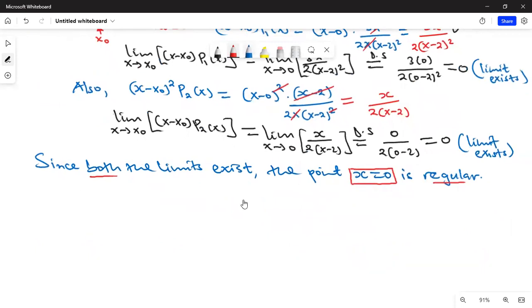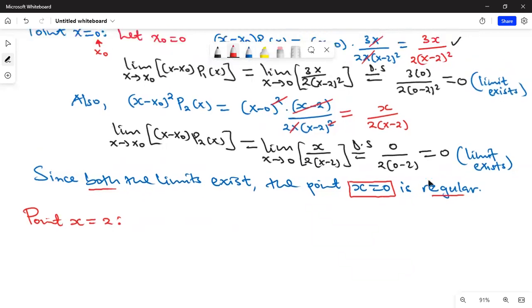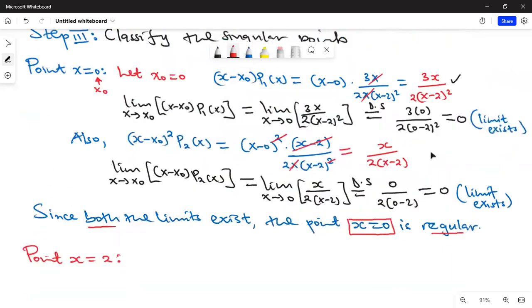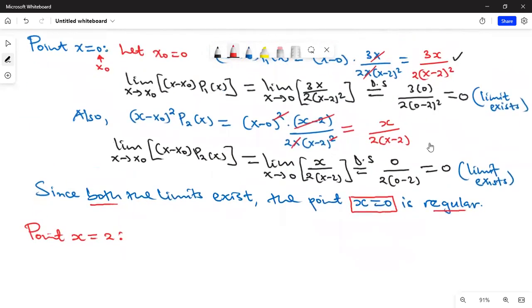So you can write here, point x equals 2. So in this case, what is our x naught? Because usually x equals x naught, so we are going to say, let x naught be 2. So this is our x naught. So let x naught be equal to 2. Now what do we have?